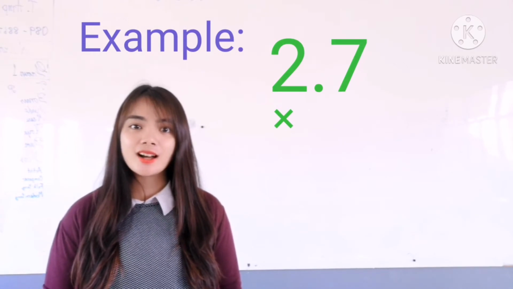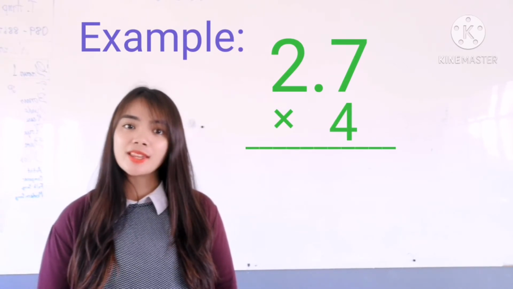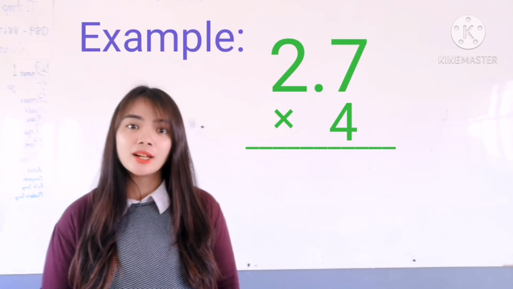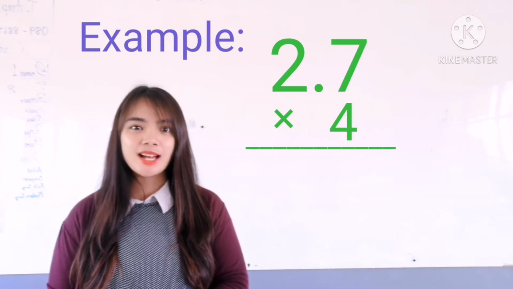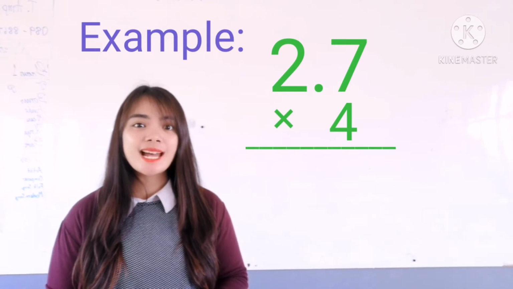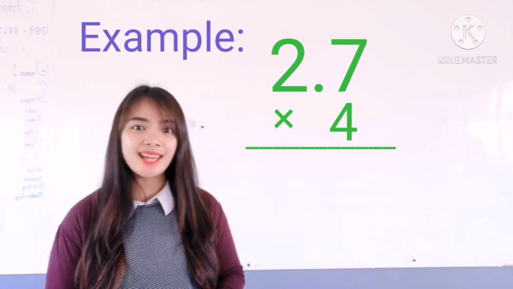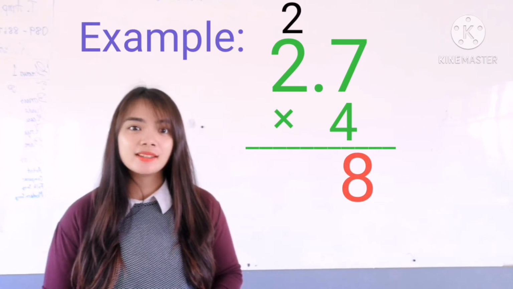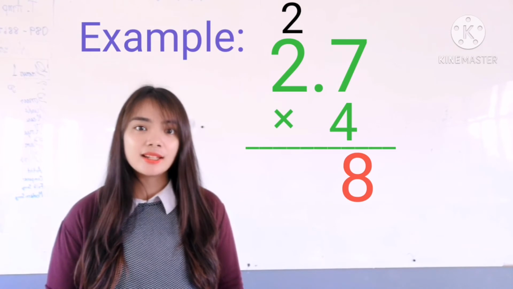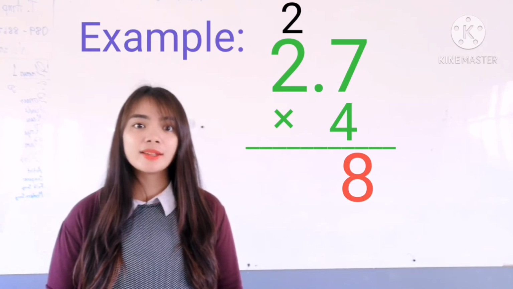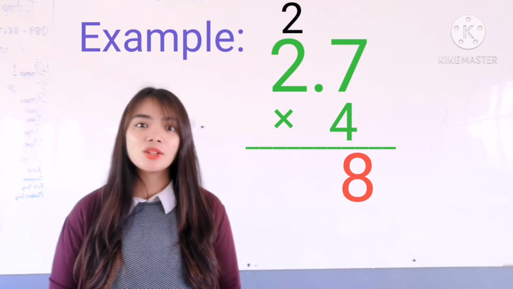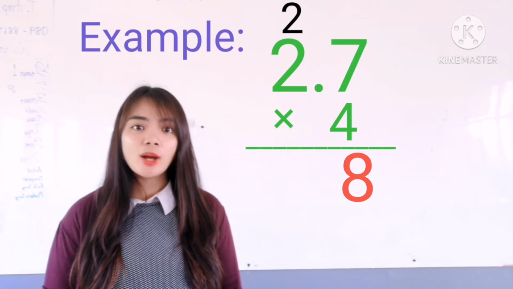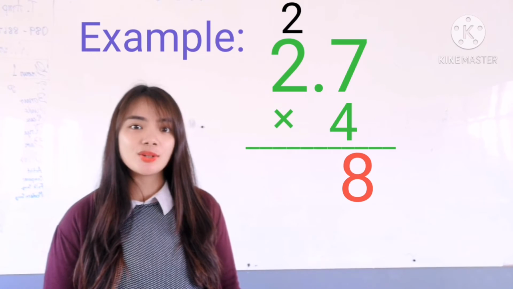So we have our first example: 2.7 times 4. Always remember that we need to start multiplying from our right going to our left. So we have 7 times 4, that is equivalent to 28. We put 8 down in our answer, then we carry 2. Then 4 times 2, that is equivalent to 8. Then we add the carried number, so 8 plus 2 is equivalent to 10.